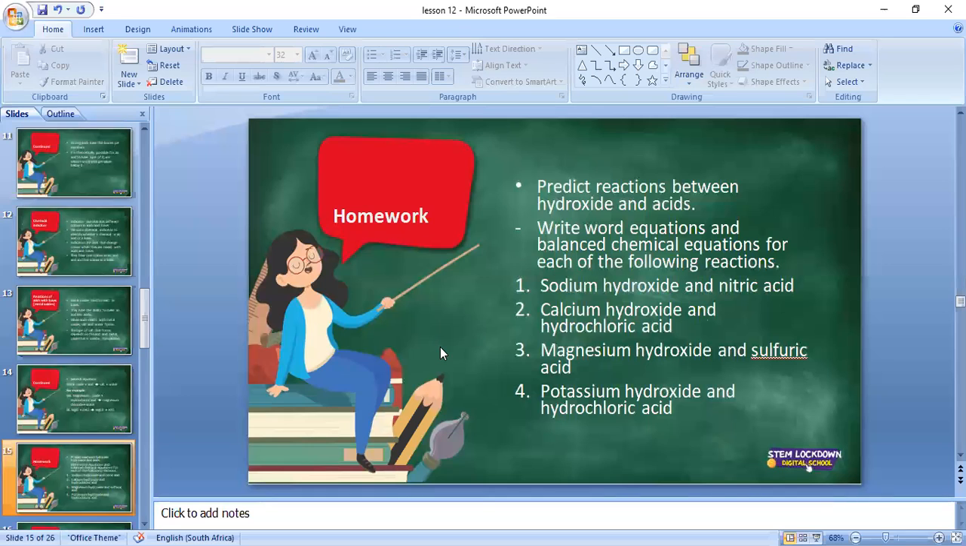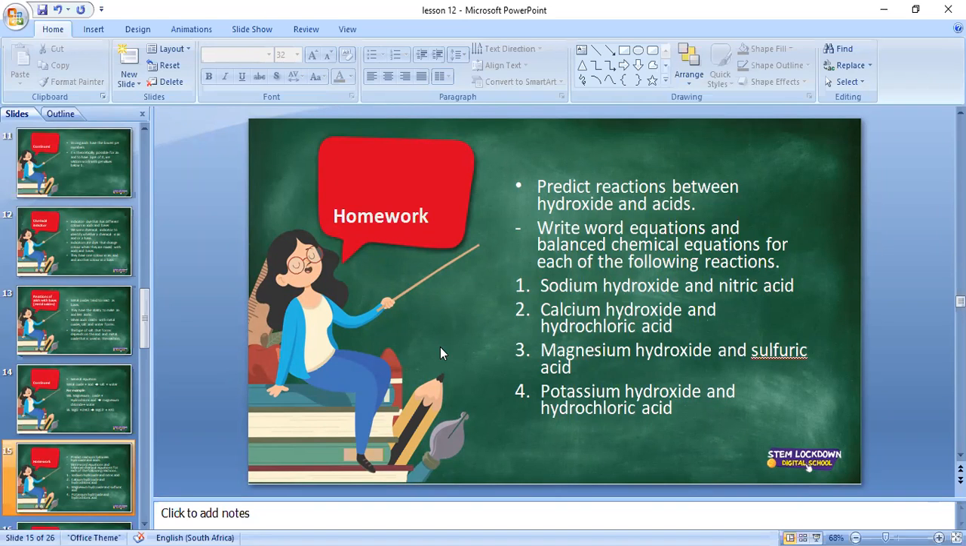But I want you to write down this homework before I can continue. I want you to write it down. Write down balanced equations. Predict reactions between hydroxides, which are bases, and acids. So we've concluded due to our notes that hydroxides are bases. So write down these questions. It's what we will be working with tomorrow. My lesson tomorrow will be based on balancing the equations of the reactions between hydroxides and acids. That will form a huge part of the first part of the lesson tomorrow.